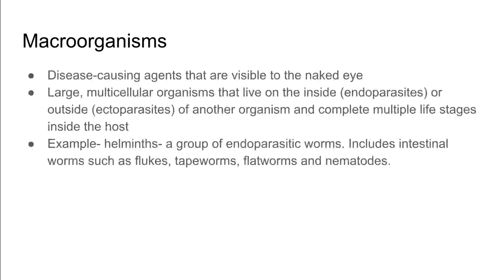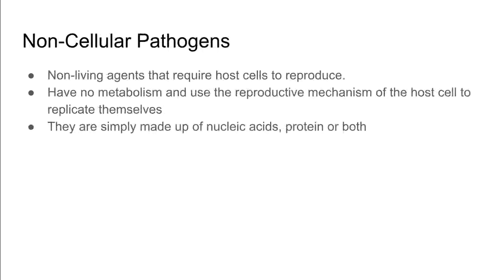Then we talk about macroorganisms, and these are disease-causing agents that we can see with the naked eye. They're quite large, multicellular. They can live on the inside, so they can be endoparasites, or they can live on the outside of an organism, and these are known as ectoparasites. Some examples of these are helminths, which are a group of endoparasitic worms, and these include intestinal worms such as fluke, tapeworms, flatworms, and nematodes.